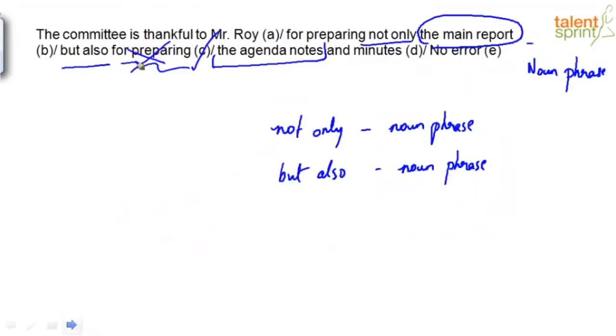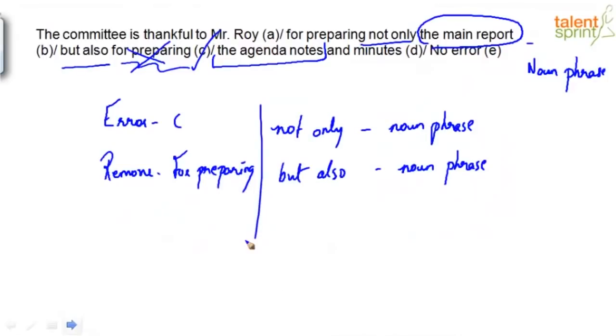I removed this "for preparing." It's redundant. I already have this here in B. There is no need for me to have that again, right? So the committee is thankful to Mr. Roy for preparing not only the main report, but also the agenda notes and minutes. That's it. Error is in part C. I will remove or delete "for preparing," which is unnecessary. It's repetitive. I don't need that. And it is not helping the construction.